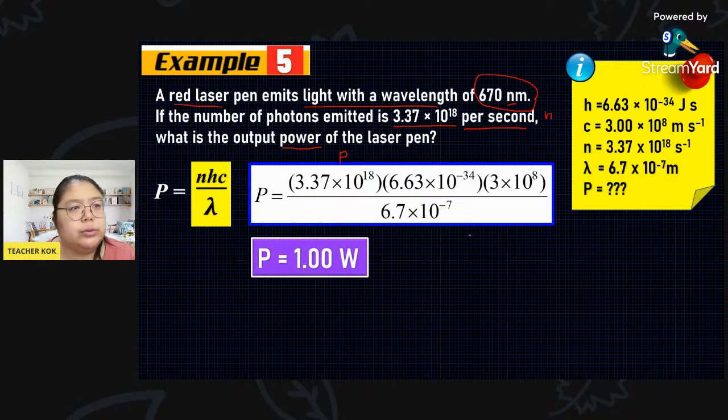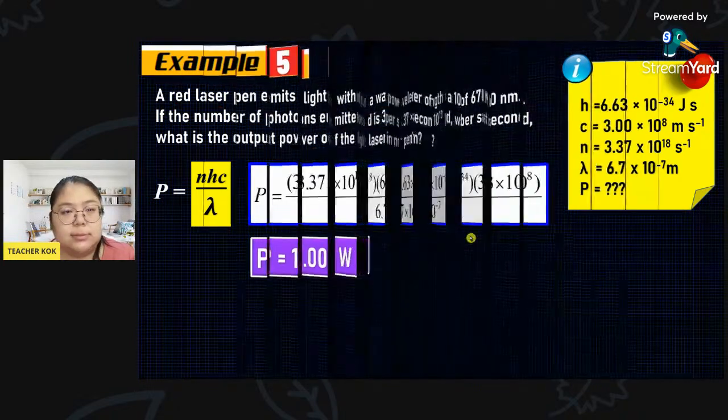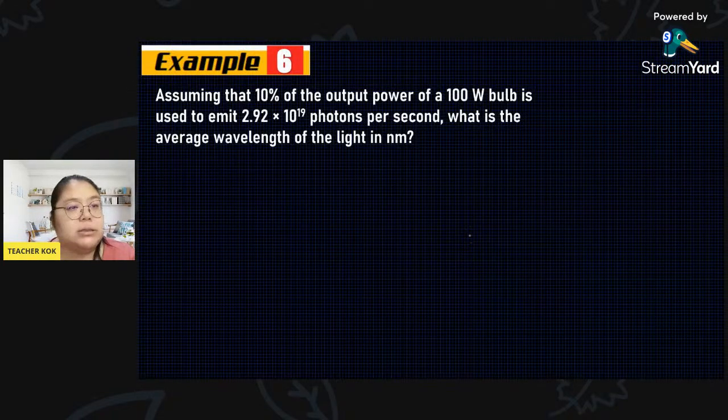Okay, then we go to the next question, which should be example 6. Let's see example 6. From here, the question is a little bit different. They put, assuming that 10% of the power output of a 100 watt bulb is emitted, how many photons? They told you already, the photons per second. So this one means N.